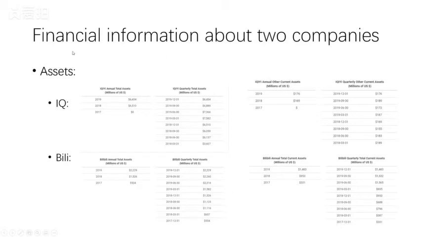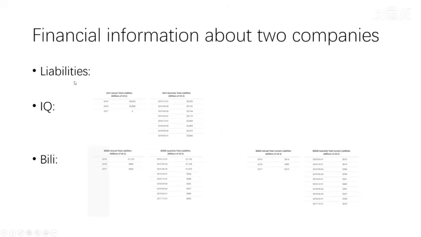So let's begin with assets. An asset is a resource with economic value that an individual, corporation, or country owns or controls with the expectation that it will provide a future benefit. And we can easily see the total size for iQIYI and Bilibili. The total asset in 2019 for iQIYI is 6.434 billion, and the total asset in 2019 for Bilibili is 2.229 billion. iQIYI is about 3 times as big as Bilibili.